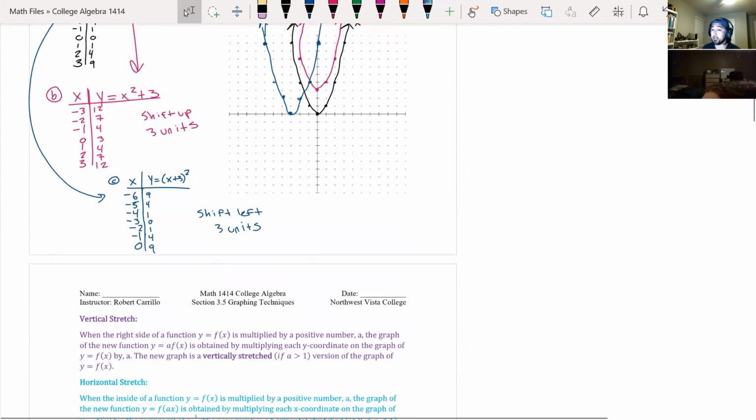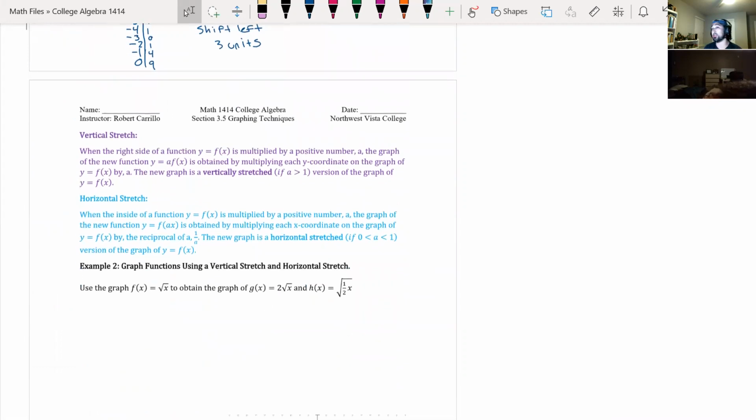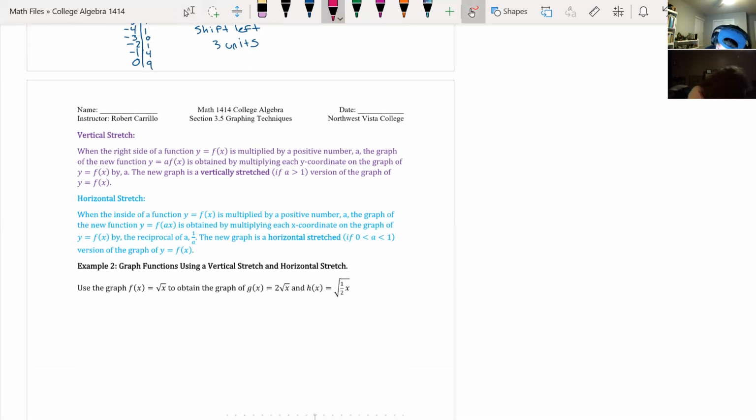Then let's get into vertical stretches and horizontal stretches. So a vertical stretch happens if our function is multiplied by a positive number a that is bigger than 1. So if we multiply our function by some number bigger than 1, then we will vertically stretch all our y values. So that will be a vertical stretch.